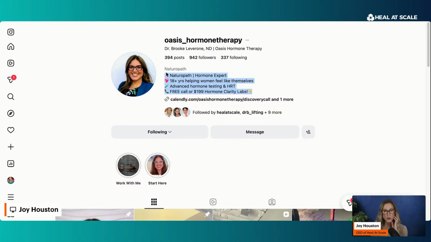Okay. So let's go ahead and look at what she's using in her bio here. I would refresh this bio a little bit because right here, she's got naturopath and she's already accomplished that right here. So I would use this differently. And then I would also use this differently. So these two are redundant. Okay. And then when she's saying 18 plus years helping women feel like themselves, I'd say if she likes that line, I would bump it right up here to the top.